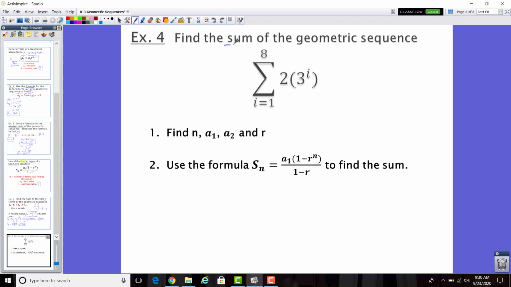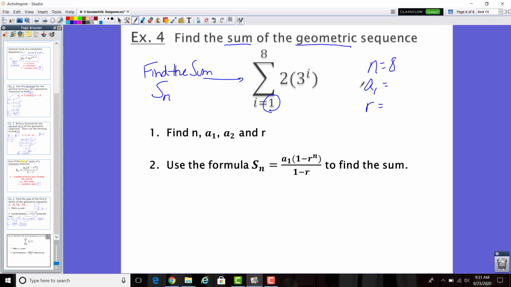This one is a sum in summation notation. Remember, this symbol means find the sum. So we know if it's geometric and my lower limit is 1, I can find the sum using an S sub n formula. And again, in the S sub n formula, I need n, I need A sub 1, and I need R. Well, n, I can calculate by my lower and upper limits, so I'm going from term 1 to term 8, so I'm finding the sum of the first 8 terms.